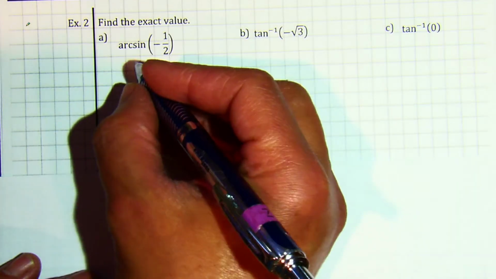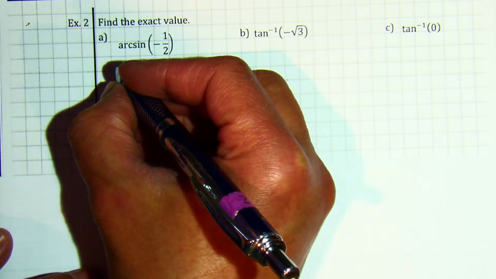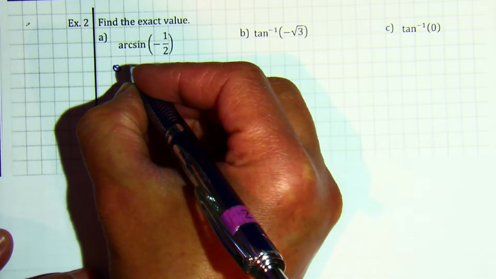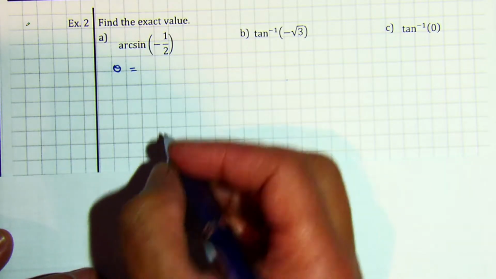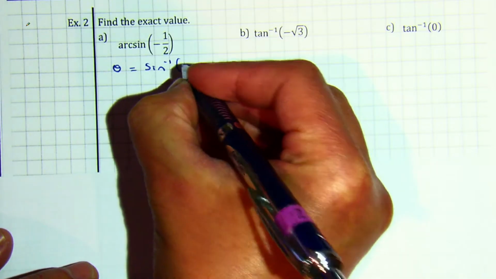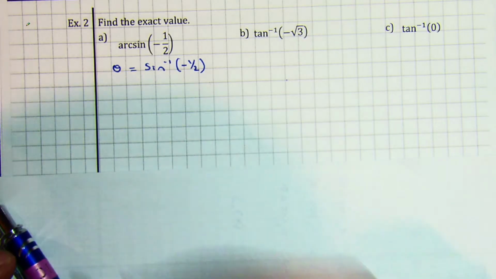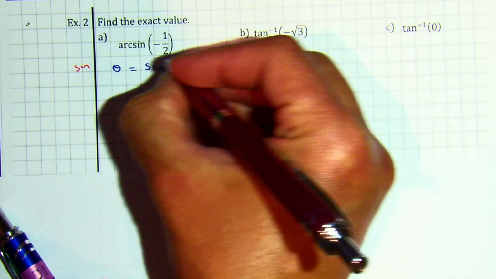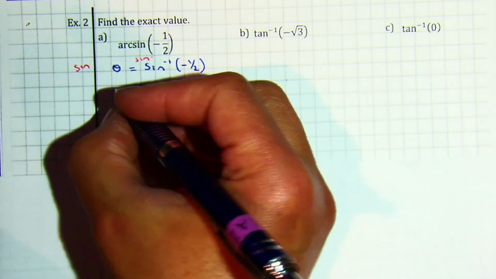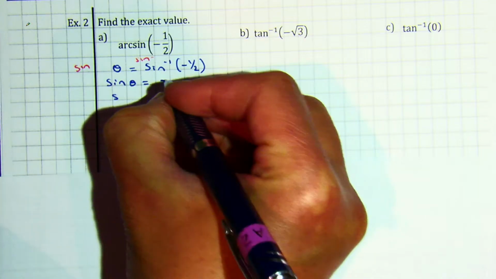Remember that this is the same as y or theta, or y equal to sine inverse of negative 1/2. I can take the sine of both sides, but most of the time we don't. We just say the sine of theta is equal to negative 1/2.